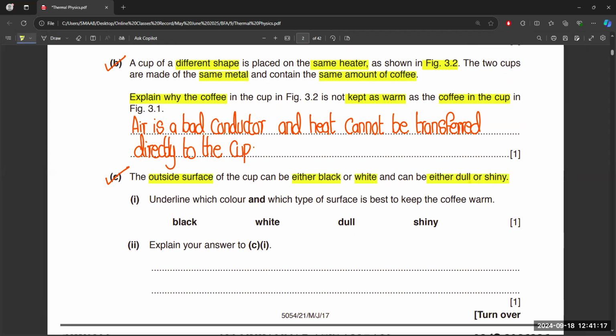So basically, now we are talking about the surface of the cup from the outside. It will be either black or white, or it can be either dull or shiny. Question is, underline which color and which type of surface is best to keep the coffee warm. Explain your answer. So 1 mark for selection, 1 mark for explanation. So first you have to make a selection: what do you think about the color and what do you think about the type of surface, which surface and texture is best to keep the coffee warm.